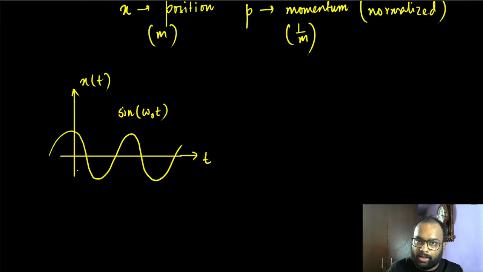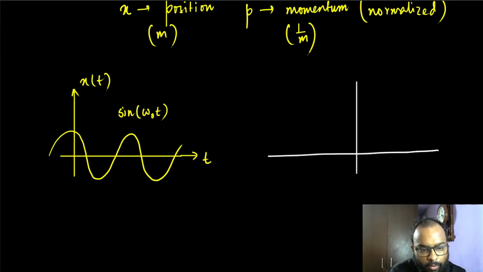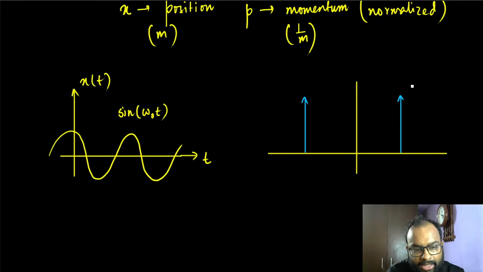But if I calculate the frequency response of this, so essentially if I draw the Fourier transform of this, we know what it looks like. The Fourier transform of this one is extremely precise. We have one impulse here with a value of j pi, and another with the value of minus j pi, at omega 0 and at minus omega 0, in the frequency domain. This is the Fourier transform.